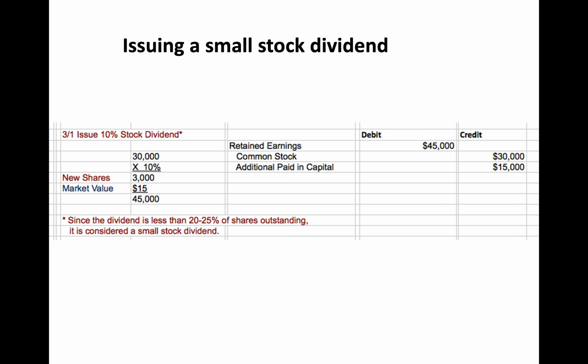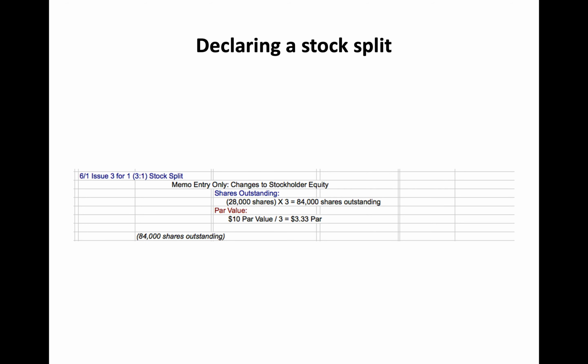The journal entry is to debit to decrease retained earnings. We credit par value of the stock times the number of shares, 3,000. 10 times 3,000 gets us 30,000. And the amount above the common stock balance is posted to additional paid-in capital. That is a stock dividend, and you'll note that nothing happens with cash. Nothing happens with cash.